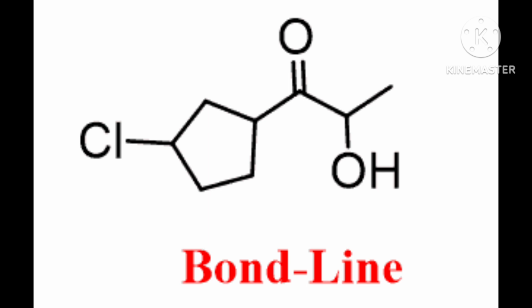Now, cyclic compounds. In the last class I gave a hint. How will you write cyclic compounds? It is very easy to write. Just make a triangle, and each point tells about CH2. There are 3 points, so at each point you write CH2: first point CH2, second point CH2, third point CH2.